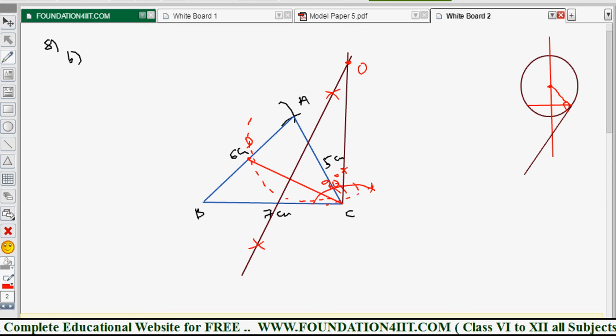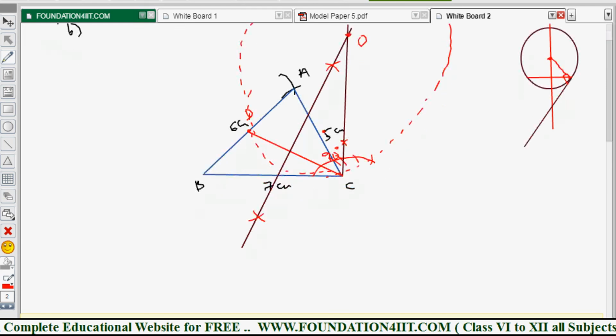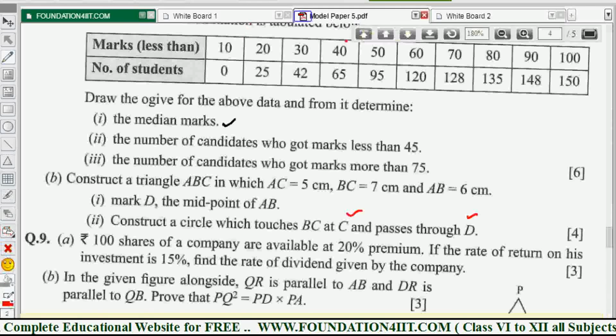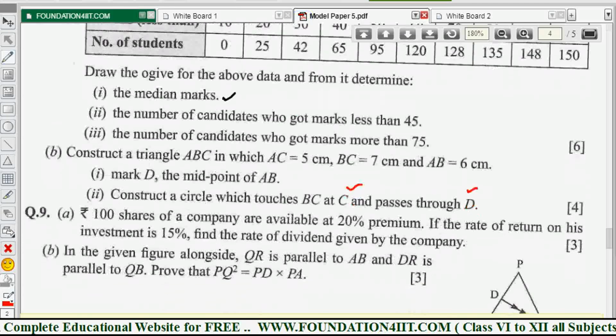I am explaining this simply. You can draw a circle with OD or OC as the radius. Next. Okay. Construction videos are available in the same channel. Just go through them, I have explained after this. Now let's see question number 9 and solve these problems.